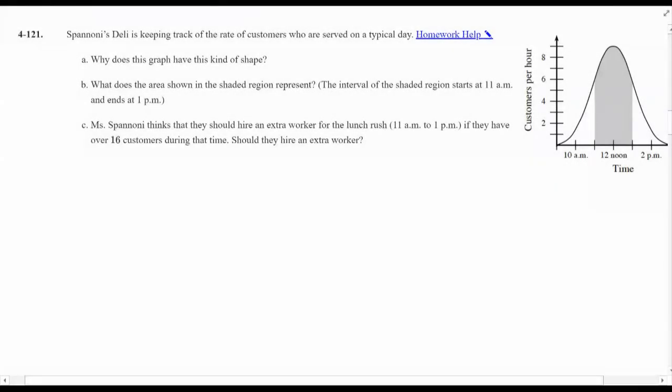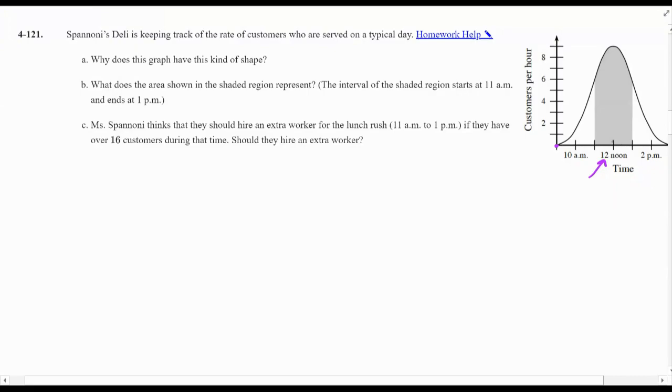Spinoni's Deli is keeping track of the rate of customers who are served on a typical day. Why does this graph have this kind of shape? Well, it makes sense because if we're talking about a deli, sandwiches are usually a lunchtime thing, and most people eat lunch at noon. So if they open at, let's say this is 9 a.m., then at 9 o'clock, not a lot of people come in for sandwiches. There's not a lot of customers.